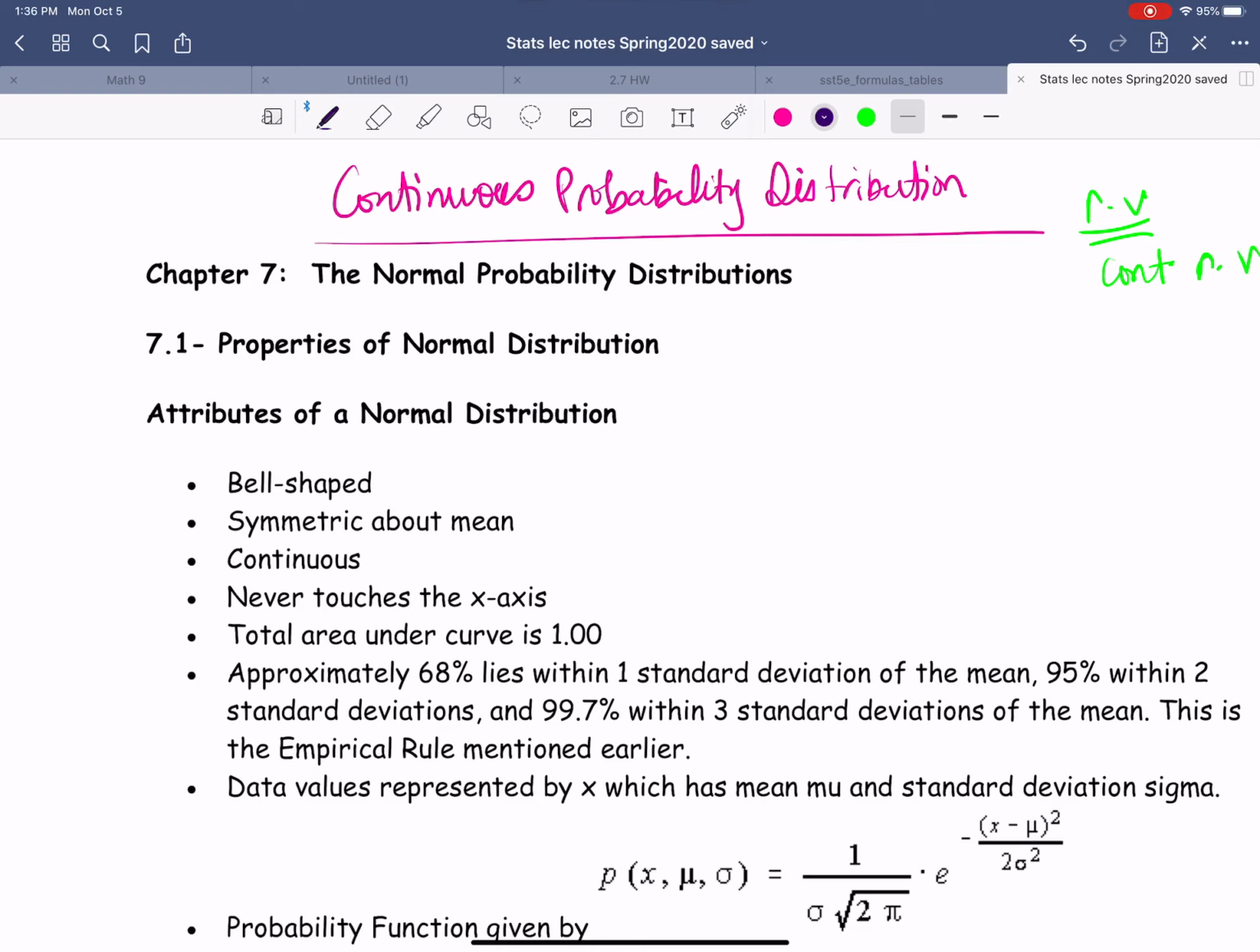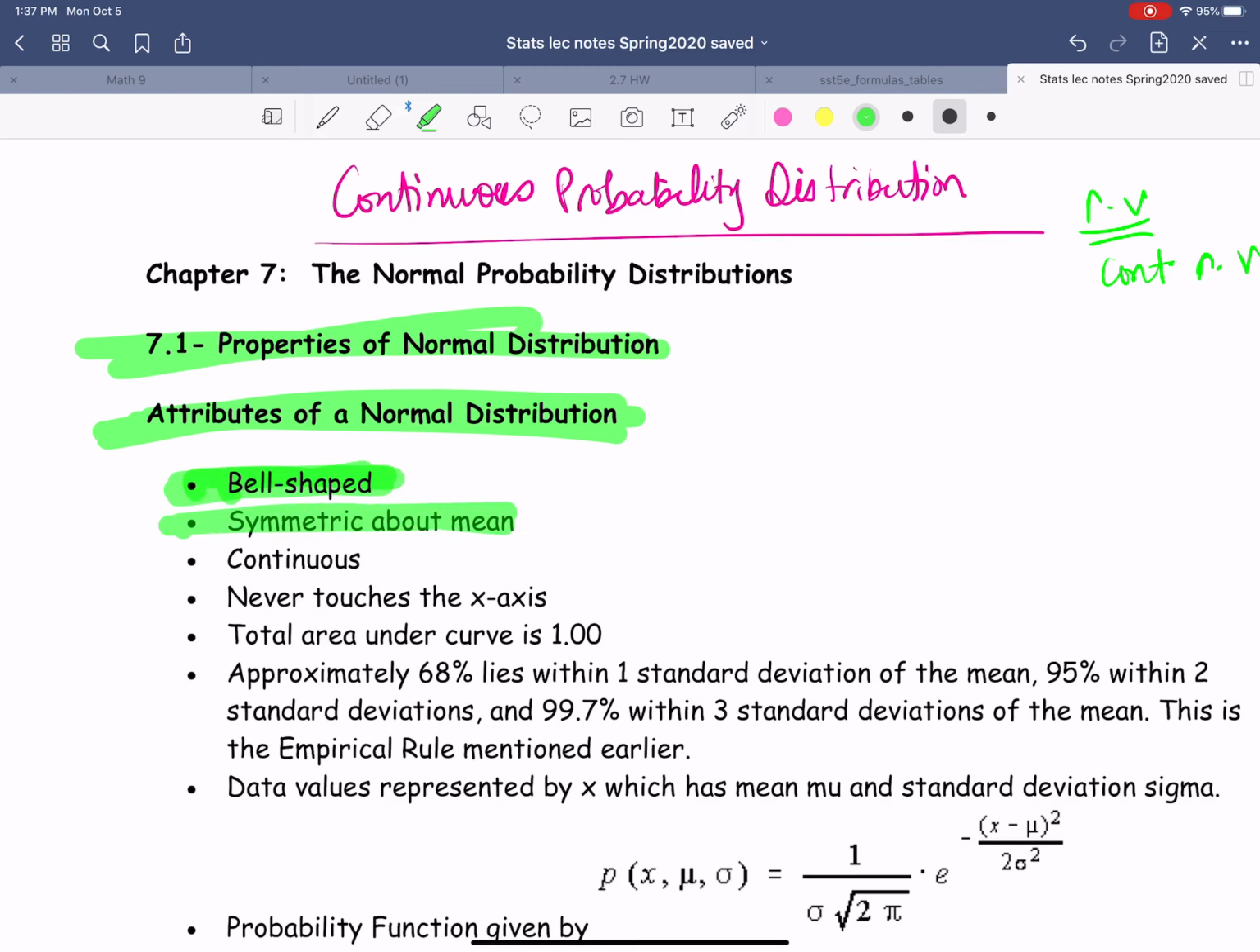Properties of the normal distribution, attributes of the normal distribution: bell-shaped, symmetric about the mean. The normal distribution is a bell-shaped distribution. It is symmetric about the mean. That means half of your area is to the left of the mean and half of your area is to the right of the mean. And it's a continuous curve.